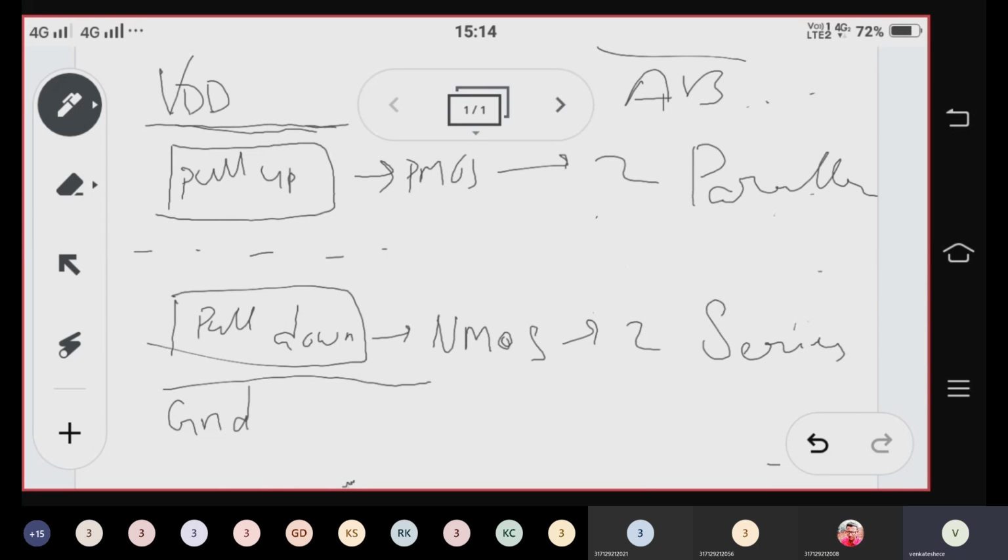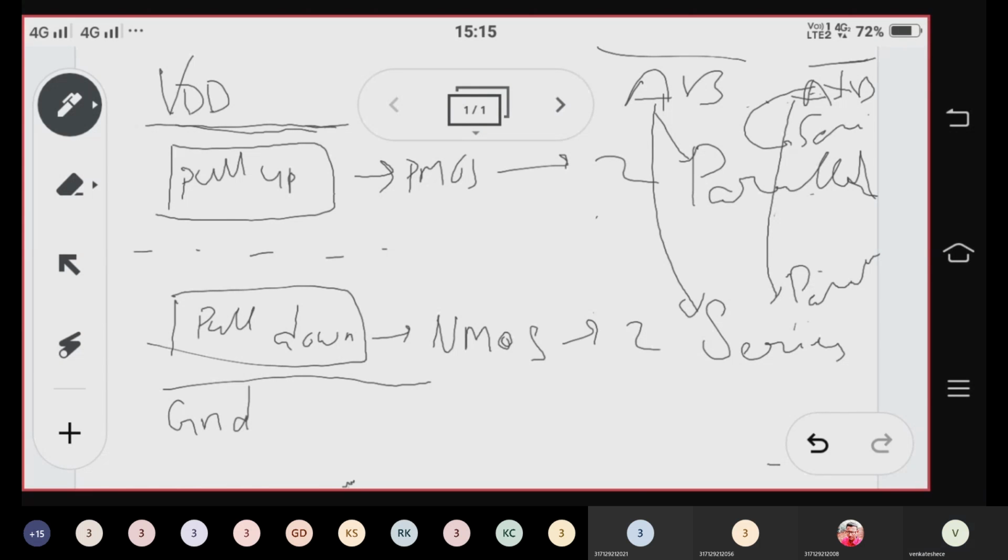Similarly, if we have A plus B, let us consider we have A plus B. If a sum is there in our equation, whereas if a product is there, PMOS are connected in parallel and NMOS are connected in series. Whenever a sum is there, then NMOS are connected in parallel and PMOS are connected in series.